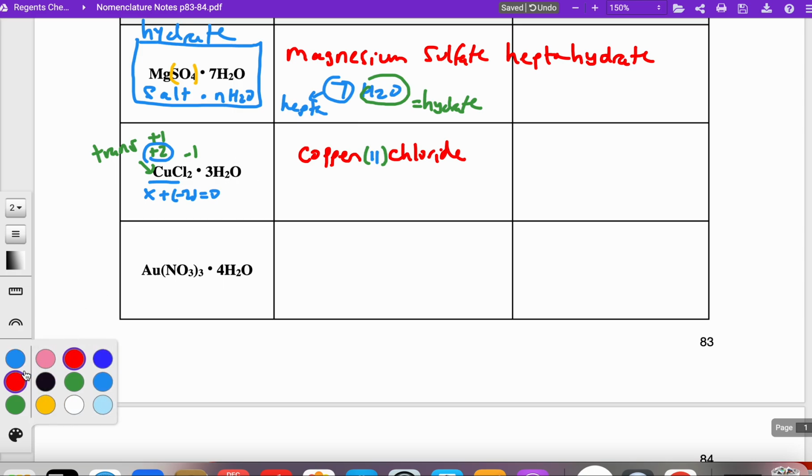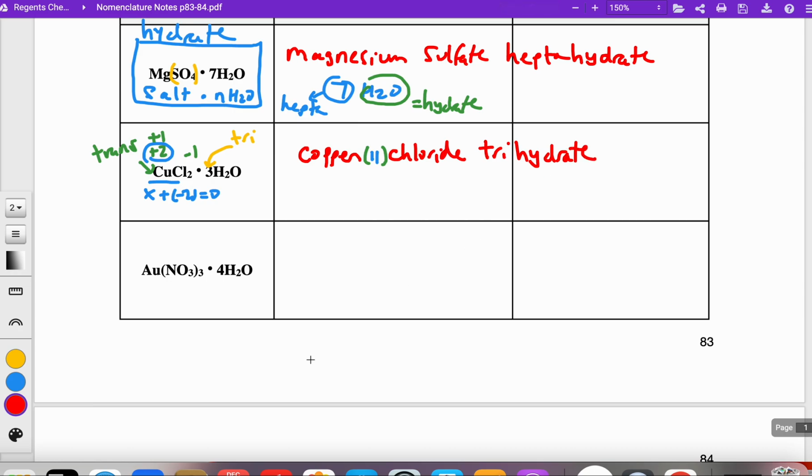Now, when I take a look at this, in front of the water, I have a 3, which means it is tri. So copper(II) chloride, tri, and the formula H2O is translated into hydrate.